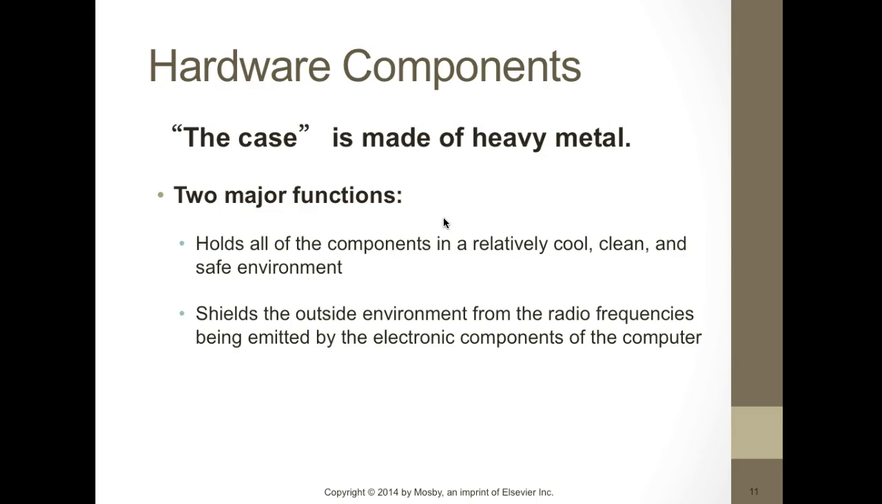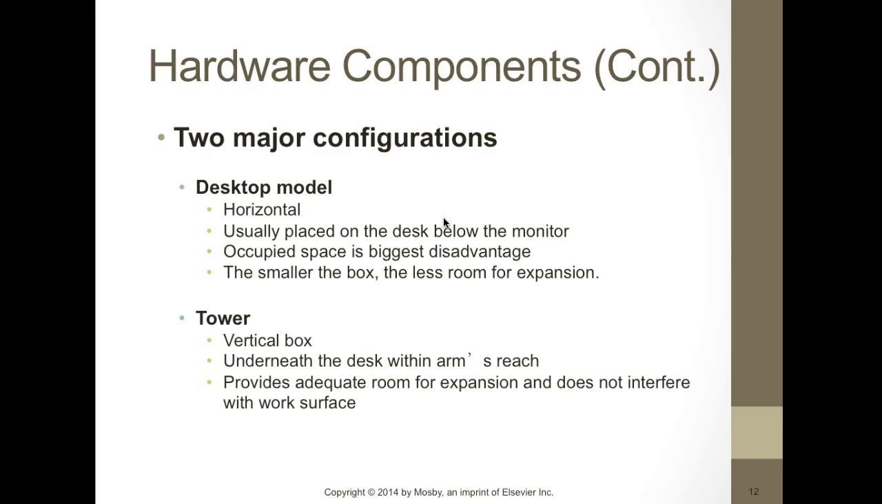So, hardware components. The case, which is the outside, is made up of a heavy metal. It has two functions. It holds the components in a relatively cool, clean, and safe environment. So if you bump it with your chair, you're not going to hit the actual components on the inside. You'll hit the hard case. It also keeps the dust out. It also shields the outside environment from the radio frequencies being emitted by the electronic components of the computer. And that's really big when we get into MRI.